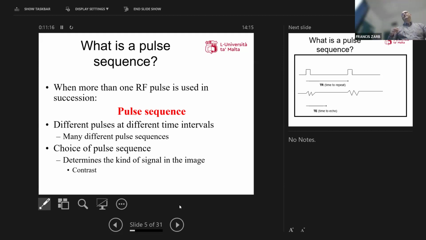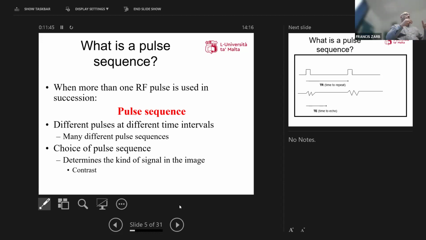So different pulses are sent at different time intervals. That is why we have many different pulse sequences. Because if you vary when you send the RF pulse, you can have just one RF pulse or a cluster of RF pulses forming the RF pulse. Okay? And then you repeat.